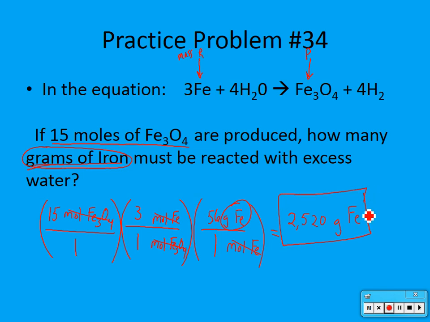Okay. So if you were asked to make 15 moles of iron oxide, if you wanted 15 moles of this, you've got to start that reaction with 2,520 grams of iron. That's pretty cool to figure out. Before you even do it, we can figure out exactly how much we should start with. And that's why stoichiometry is so useful to chemists.